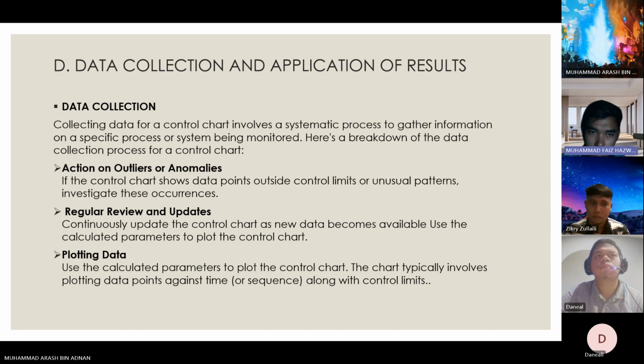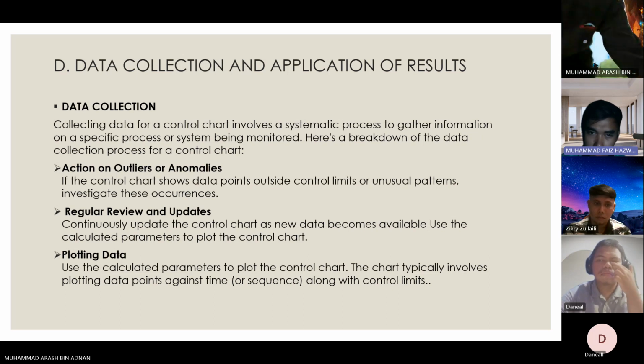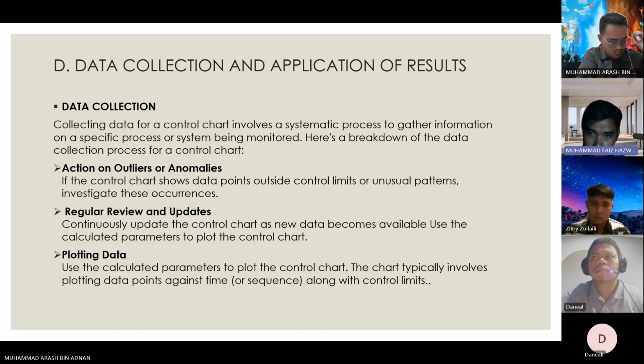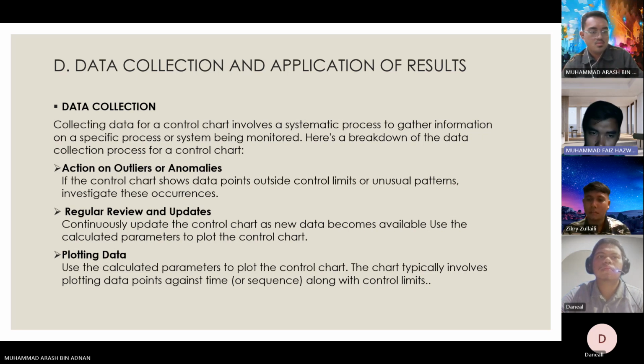Action on outliers or anomalies. If the control chart shows data points outside control limits or unusual patterns, investigate the occurrences. Second, regular review and updates. Continuously update the control chart as new data becomes available. The third, plotting data. Use the calculated parameters to plot the control chart. The chart typically involves plotting data points against time or sequence along the control limit.